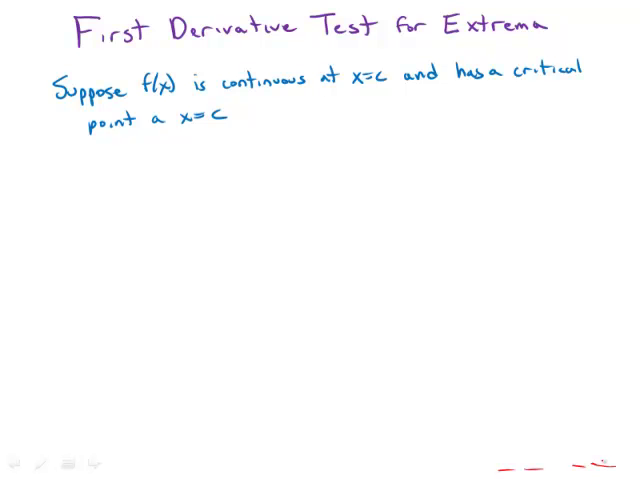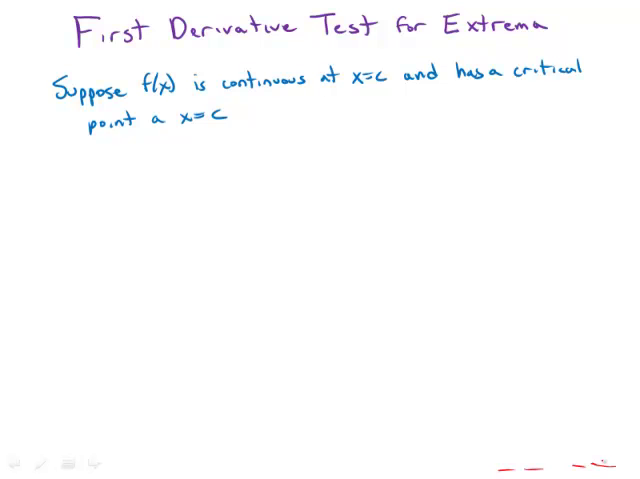and even if you're guaranteed that there's an extremum at that point, you don't necessarily know if it is a minimum or a maximum. And so now we're going to talk about ways to distinguish whether a critical point is a min or a max or neither. And so the first derivative test looks at the slope.